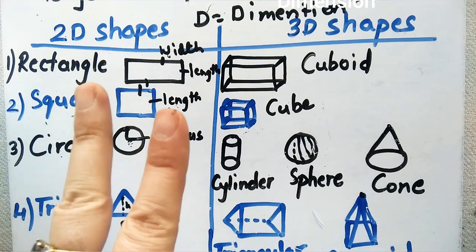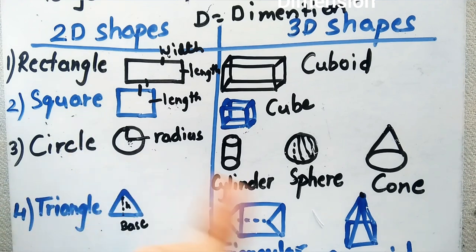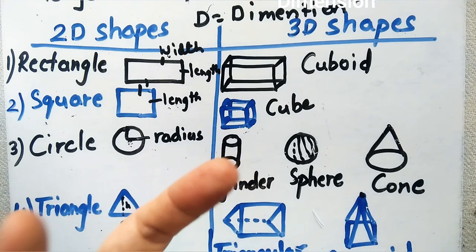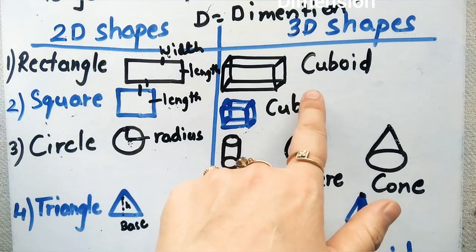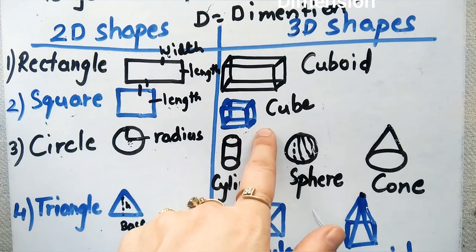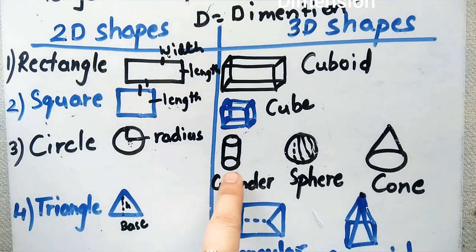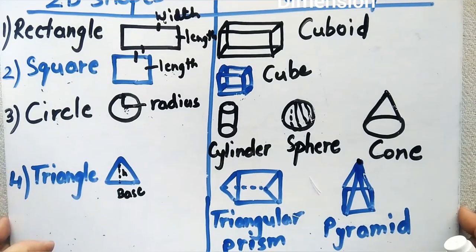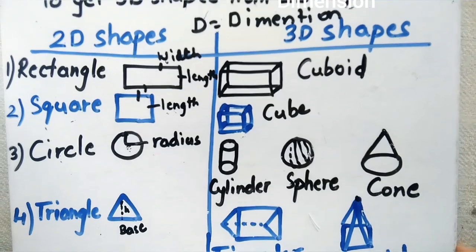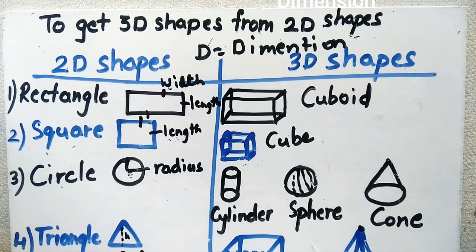But when you stack or arrange 2D shapes in such a way that you get some thickness, then you call it a 3D shape. From rectangles you can get a cuboid, from a square you can get a cube, from a circle you can get a cylinder, sphere and cone, and from a triangle you can get a triangular prism and pyramid. Now practically I will show you how you can make it.